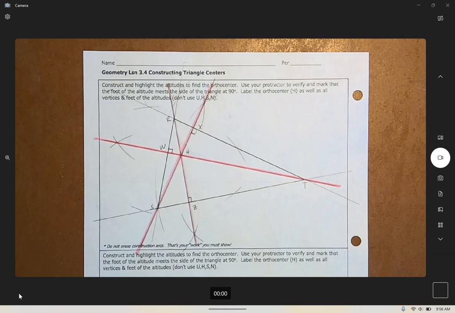So verify your 90-degree angles, because if you don't have a 90-degree angle, your circumcenter or your orthocenter is going to be in the wrong place. And if your orthocenter is in the wrong place, the rest of your project is going to fall apart, because everything has to be in exactly the right place for your project to work.